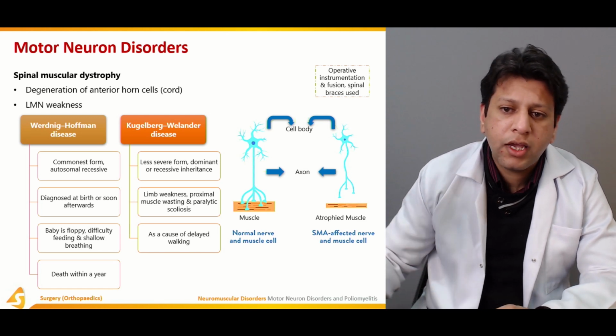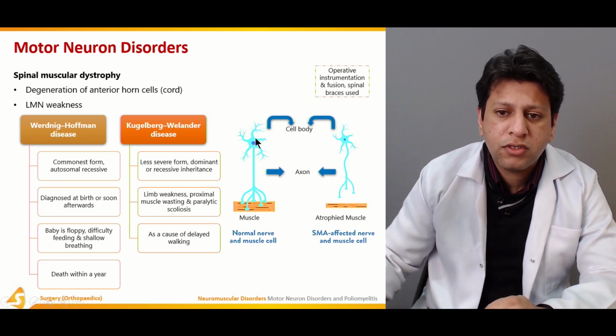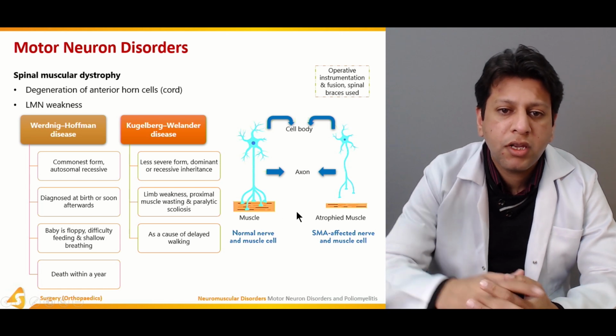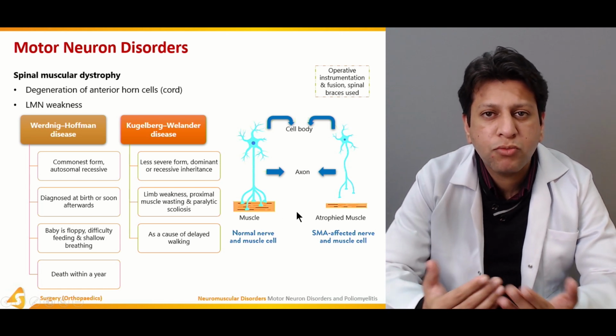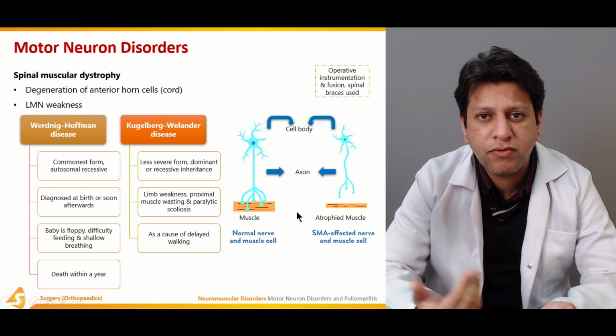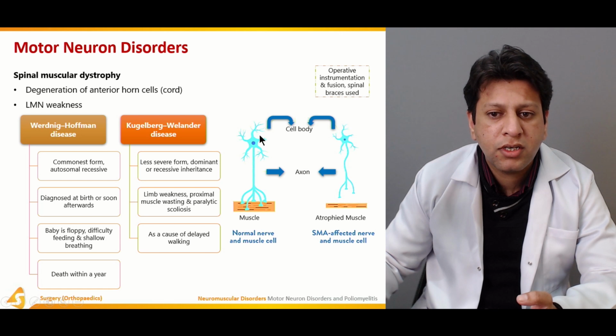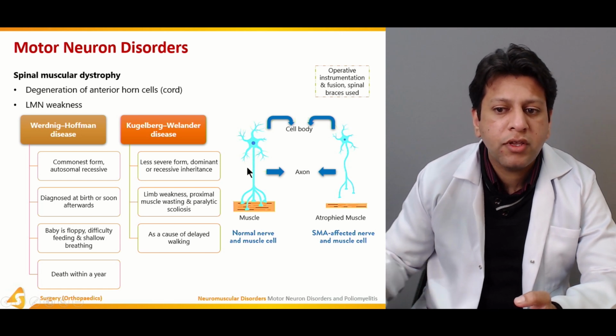If you see this diagram, this is the axon which is coming from the central nervous system. It's descending all the way into the muscles. When this is cut from anywhere, this usually results in muscular atrophy. In spinal muscular dystrophy, what happens is the motor neurons which are arising from the anterior horn cells of the spinal cord are damaged, leading to muscular atrophy eventually of the affected muscles.